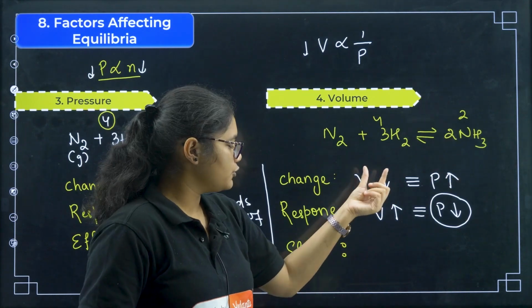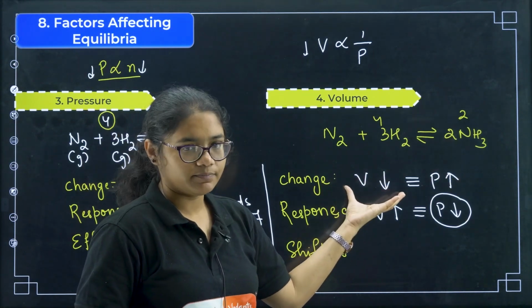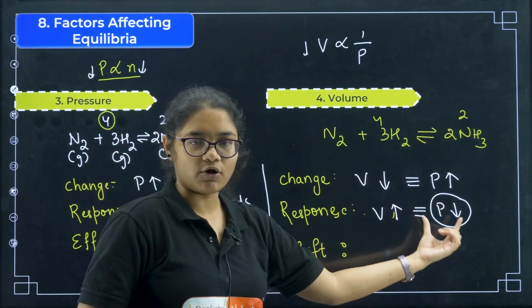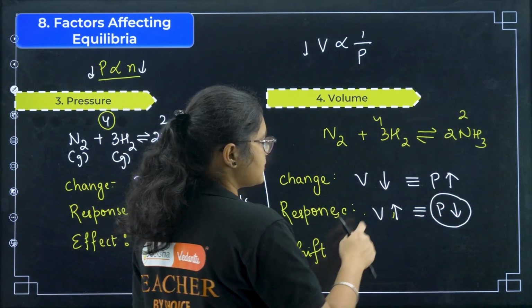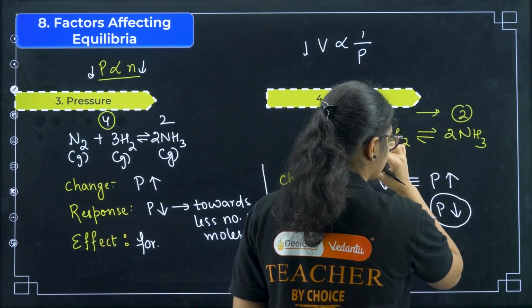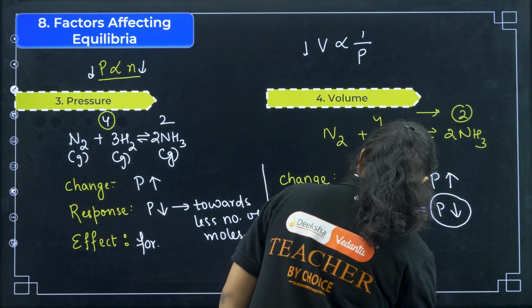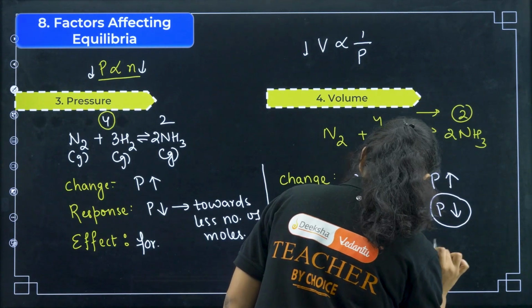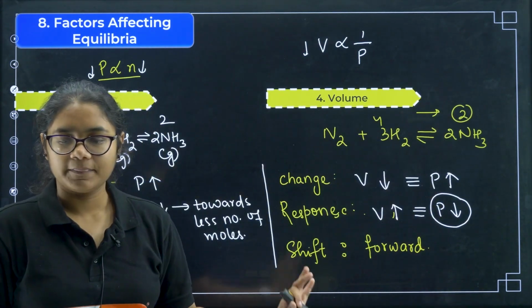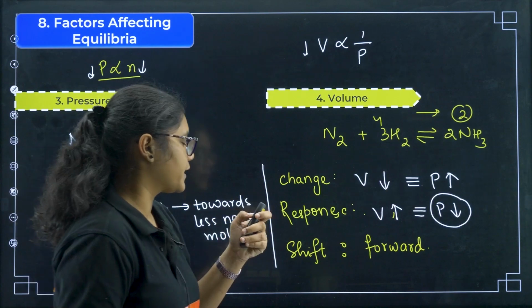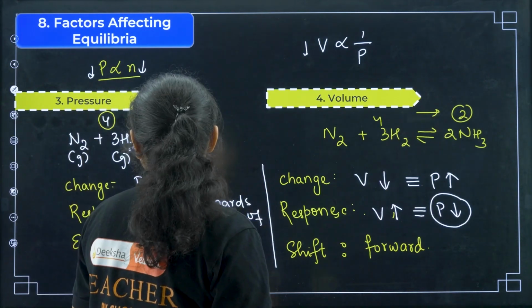If you have decreased the volume, the response will be to increase the volume. To increase the volume, that means decreasing the pressure. So if I want to decrease the pressure, I have to go towards the product side, so the reaction will shift in the forward direction, right? Clear this one? Okay, let us see the next example.